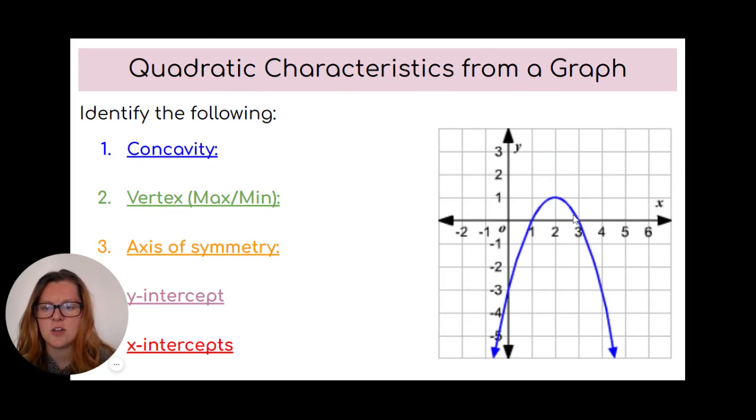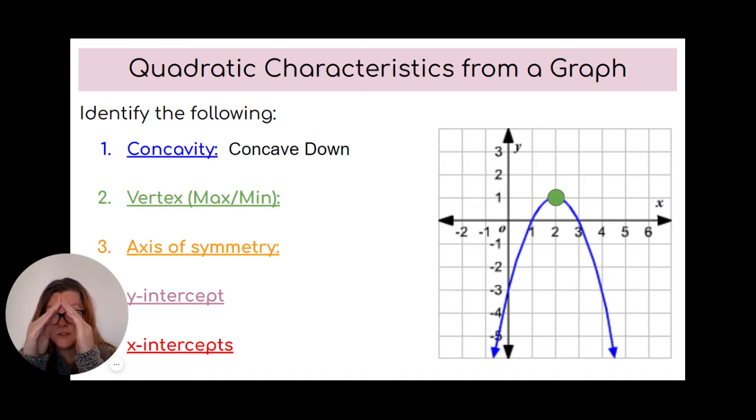So let's go ahead and look at one example. So here, concavity, up or down, we're pointing down. That's all I need for concavity. The vertex, so if I look at the vertex here, it is at 2, 1. And because it is a downwards facing parabola, this is the highest point on our function. So this is going to be a maximum. So our vertex 2, 1 is a maximum.